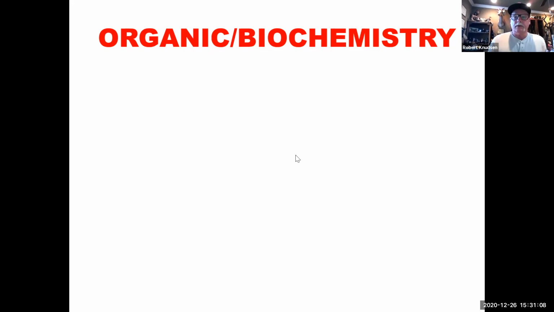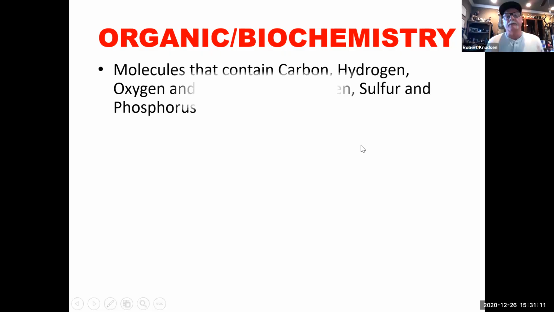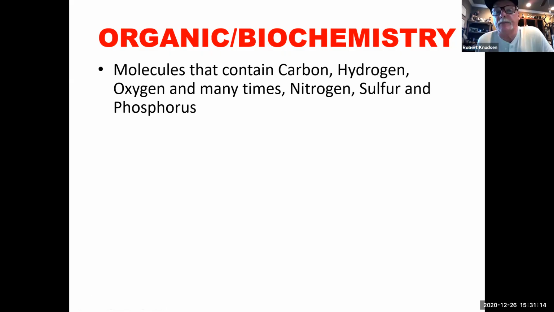It says organic or biochemistry: molecules that contain carbon, hydrogen, oxygen, and many times nitrogen, sulfur, and phosphorus. Watch this, CHON. C-H-O-N. Look at the first four. Remember those atoms, those elements we were talking about? Carbon, hydrogen, oxygen, and nitrogen make up 96% of all living things. That means if you melted yourself down, 96% of it was going to be those atoms.